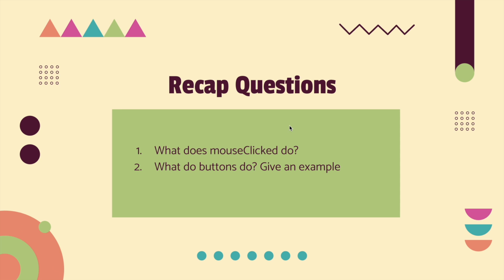Next, what do buttons do? Give an example. So think about that, and then I will give an example. Yeah, so buttons allow you to press something and then do an action as a result. So in our case, we want to press one of the buttons and buy a store item. So it's kind of like a cause and effect result.